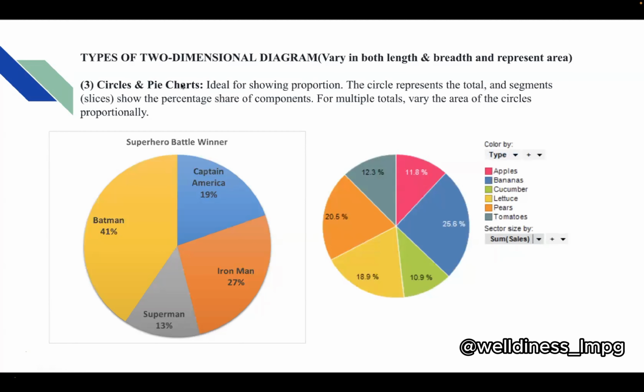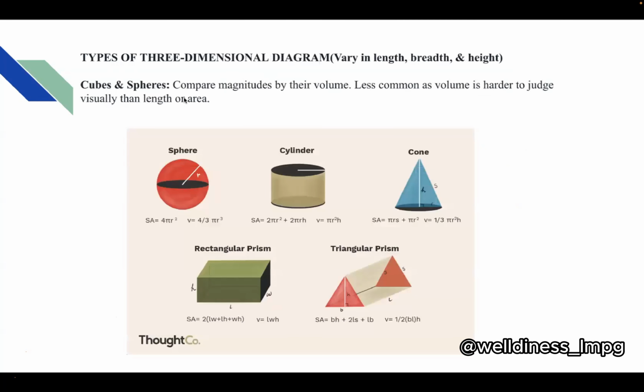Another type is circles and pie charts, which we have already covered before, so I will not take too much time here. They are ideal for showing proportion. The circle represents the total and segment slices show the percentage share of components for multiple totals. Vary the area of circles proportionally. We've already looked at these examples before on the pie diagram, so as you can see, they're also called circles and pie charts.